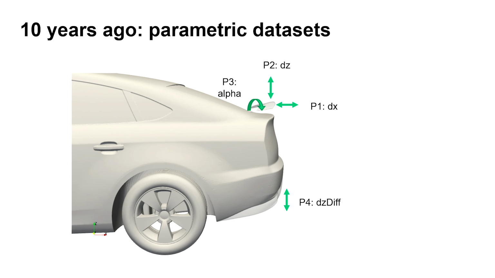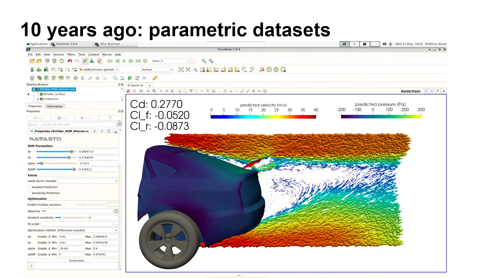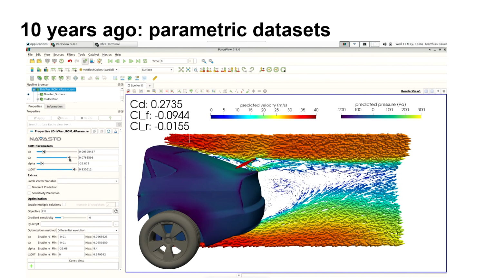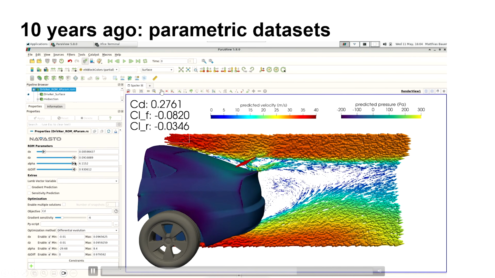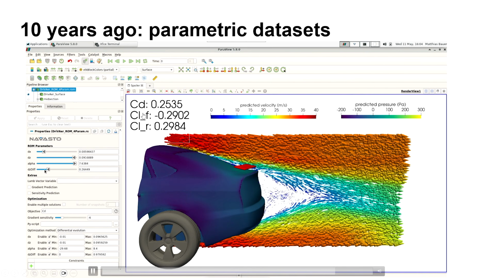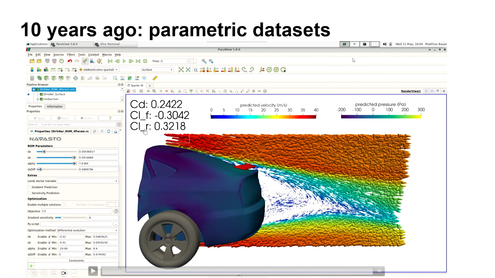The first step was that we created a machine learning model that had those parameters as an input. Those parameters were translated into sliders. Now I start the live screen recording. You change the parameter combination by moving the sliders, and you see that the resulting geometry is changing, the resulting flow field is changing, and also the scalar values like the drag, lift front axis, and lift rear axis. This was really a major step forward.